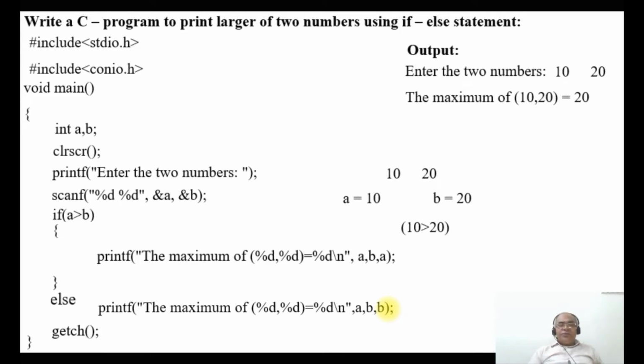Now similarly we are going to recompile it and run again. Since there is a clear screen, the old values will vanish. Now enter the two numbers. We are going to take 20 comma 10.